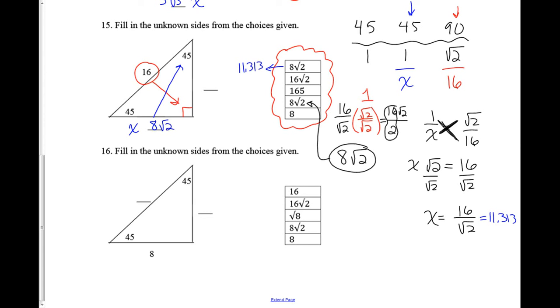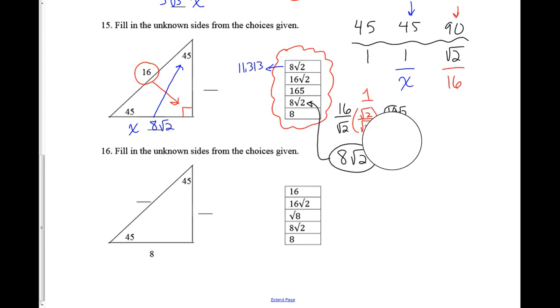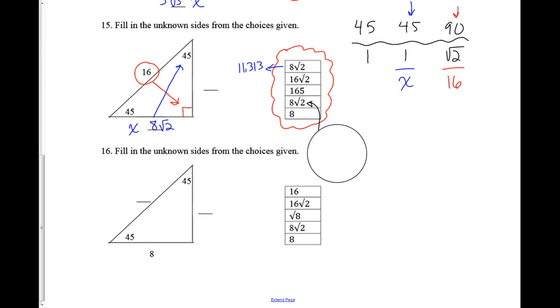Now, at this point, we have two options to solve for the other missing value. If you recognize that you have a 45, 45, 90 triangle, which is also the same as having an isosceles right triangle, then we know that two sides are equal. And if you recognize that, then you know that this is also 8 square root 2. And you'll notice there's two 8 square root 2's in our answer bank.